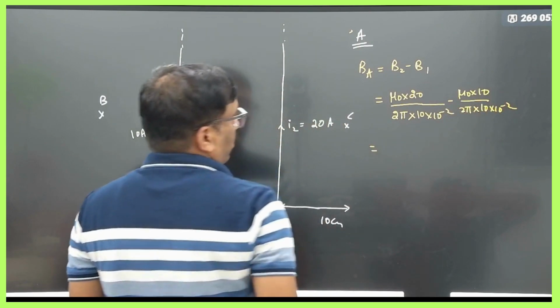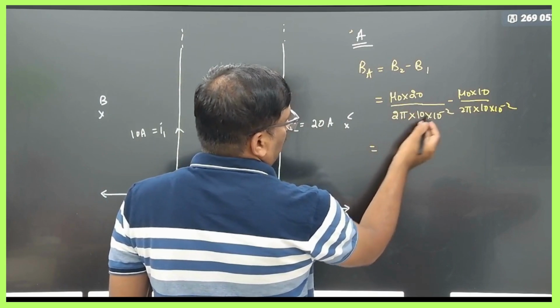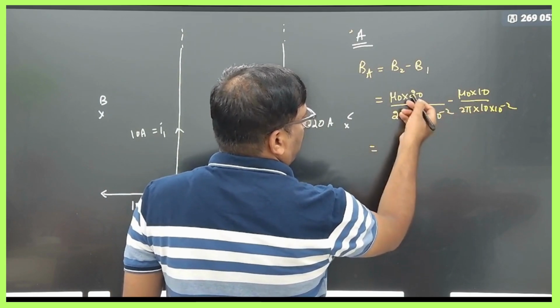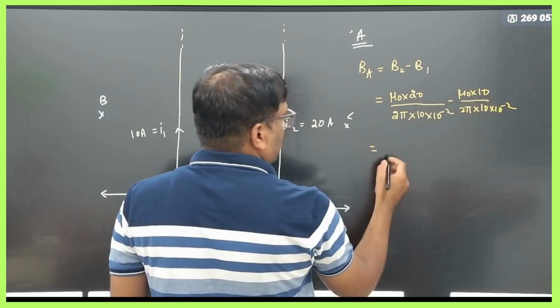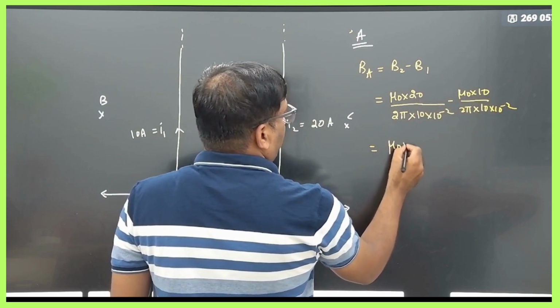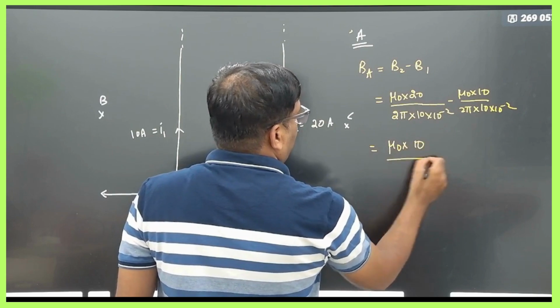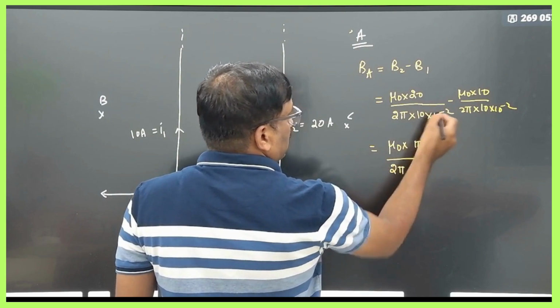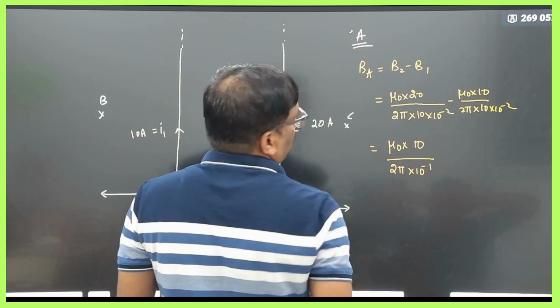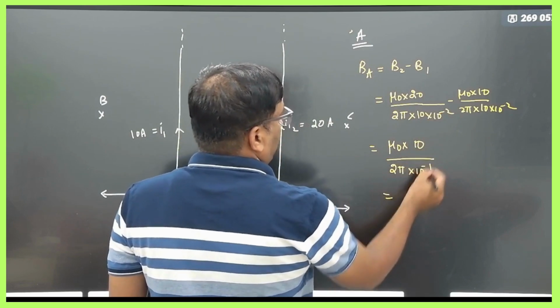So what can I write now? Therefore mu naught, the denominator is also the same, in the numerator, 20 minus 10 is nothing but 10. So net will be equal to mu naught into 10 by 2 pi into 10 to the power of minus 1. Clear? So therefore you take it now, 100.